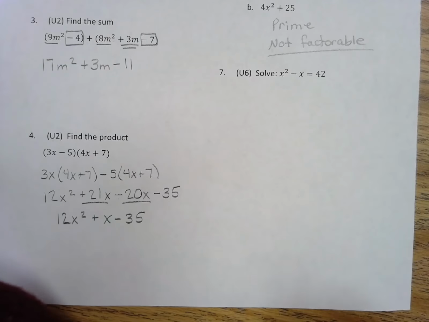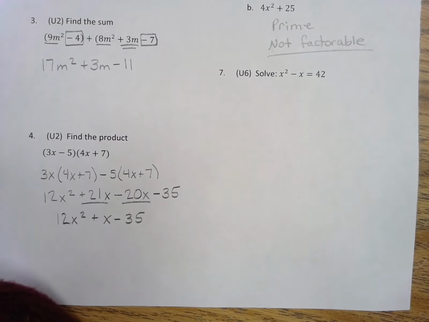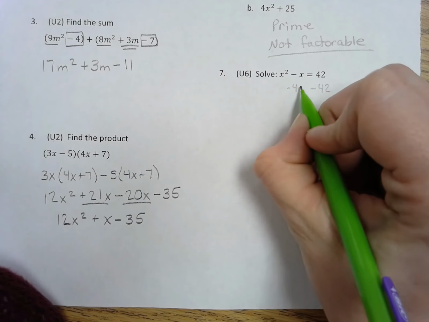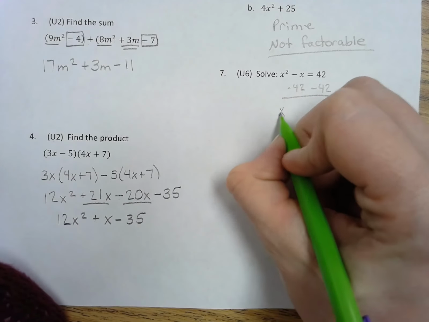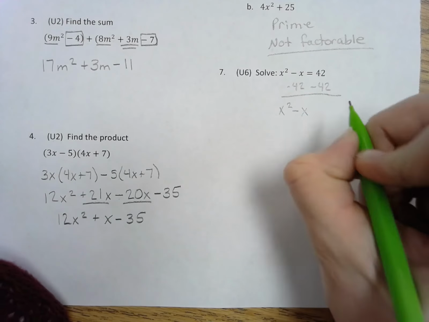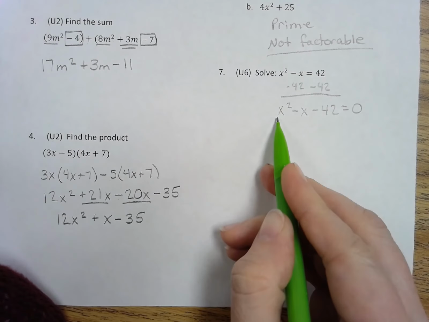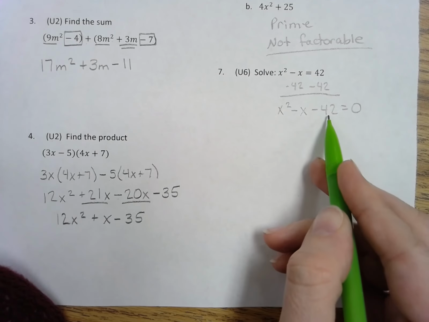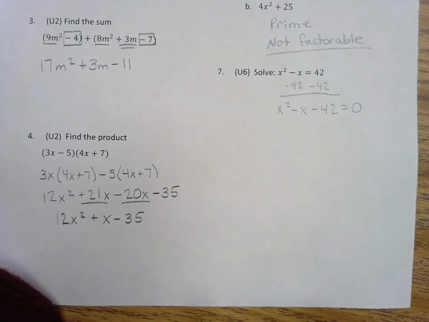Our last one here from Unit 6, we're going to solve, and this is a quadratic. So you actually have different options when solving this quadratic. First, we need to get it set equal to 0. So let's subtract 42 and write them in the correct order. We have our ax squared, our bx, and then finally our c. So ax squared is your x squared term, bx is your x term, and your c is your constant. So when you solve and get it set equal to 0, be sure to write them in the correct order.